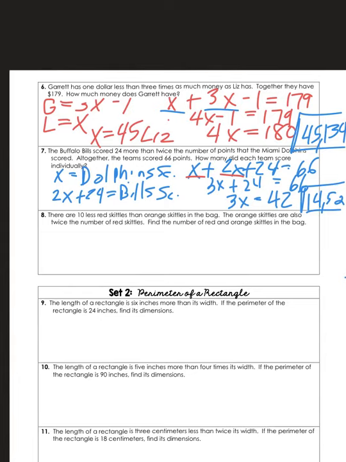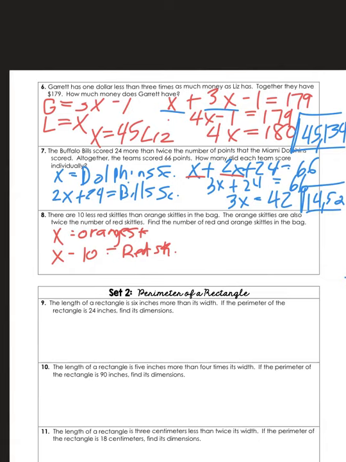Okay. Sorry about that. Number 8. There are 10 less red Skittles than orange Skittles in the bag. All right. So the orange Skittles are x. And since I don't have an orange color on here, red it is. And then there are 10 less red Skittles than orange Skittles. So less, that's a backwards word phrase. So x minus 10. 10 less, okay?